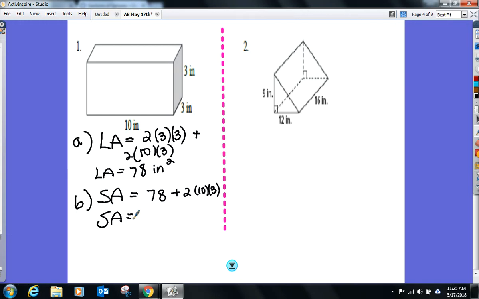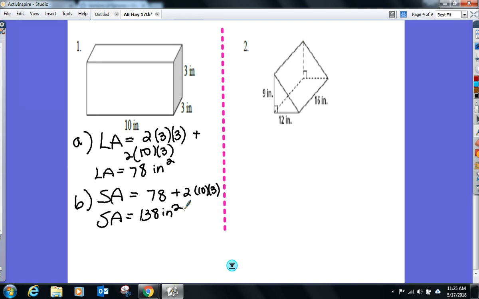And that'll end up being 138 square inches. Also, just a little common sense check. Which one should always be bigger? If you're adding on the bases, surface area should always be bigger, yes.